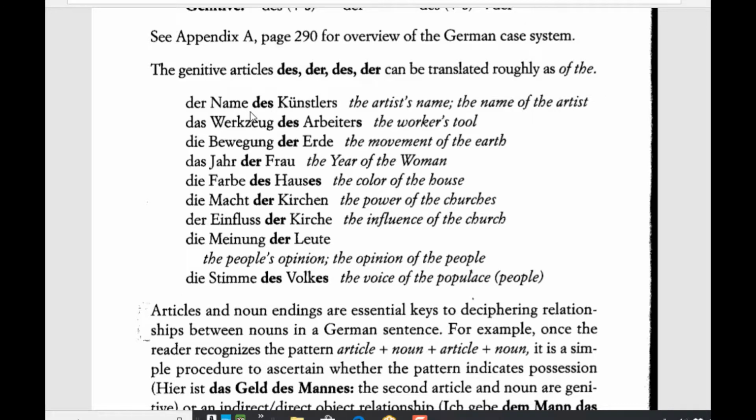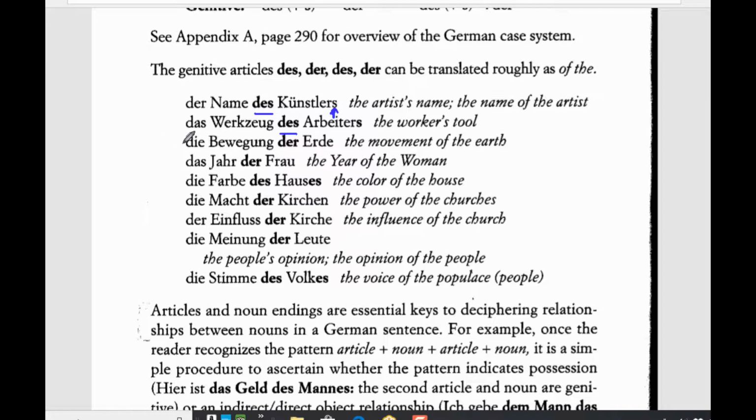Der Name des Künstlers. Der Name des Künstlers. Das Werkzeug des Arbeiters. Das Werkzeug des Arbeiters. Why is this des here? Because it's in the genitive case. And what about the s here? It is indicating the masculine. Well, it's either masculine or neuter. Masculine or neuter. Yeah, so it's picking up an additional S. So another way to identify this as possessive or the genitive is the s tacked onto all masculine nouns or neuter nouns. The feminine nouns don't get anything; they have to stand by themselves.